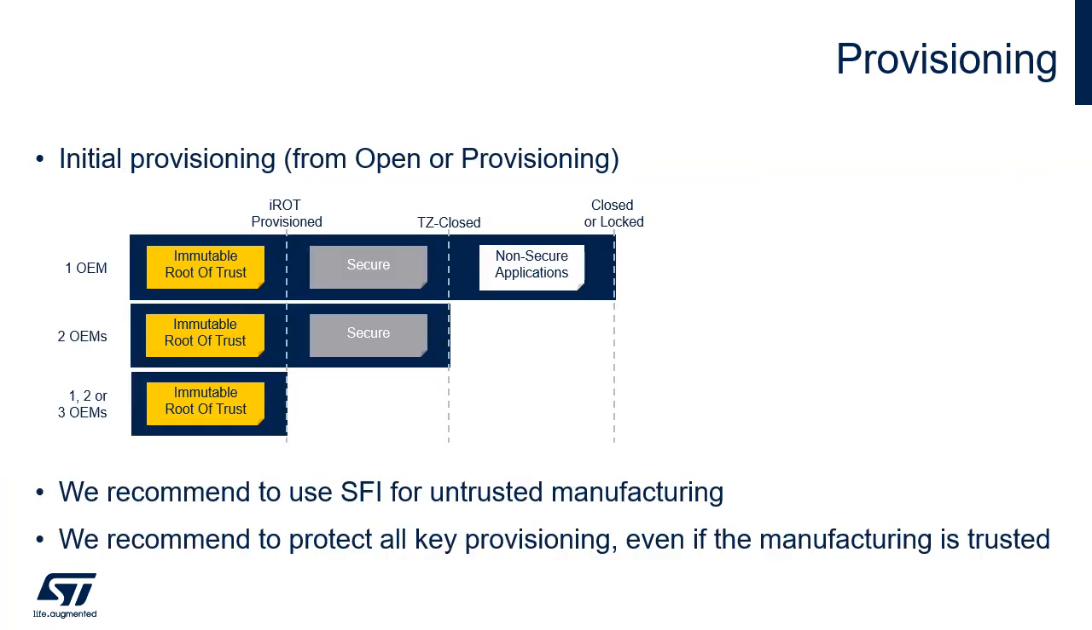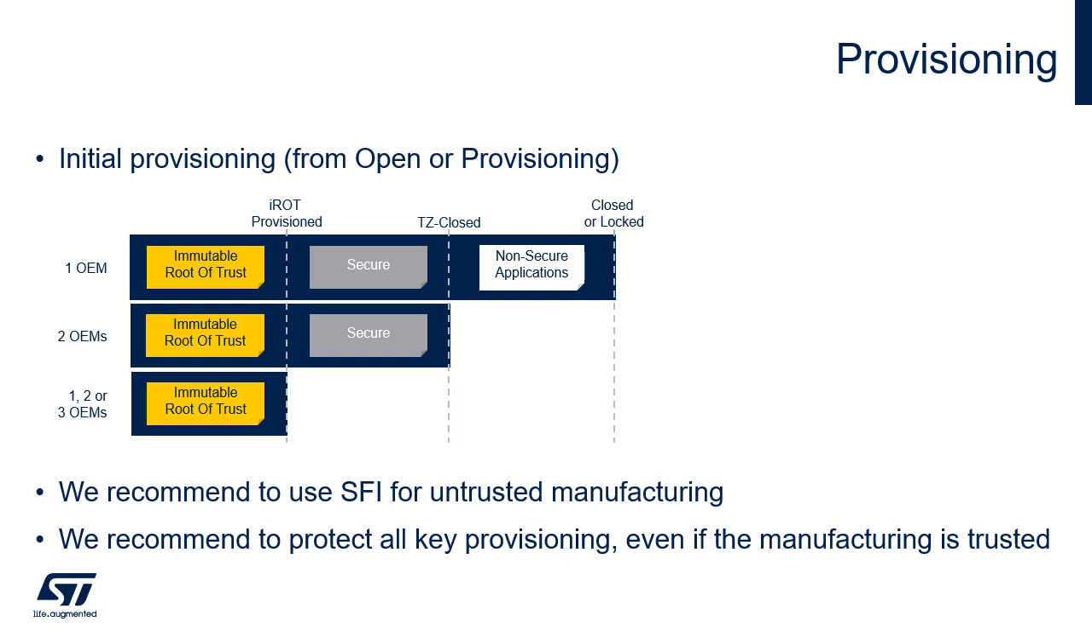Initial provisioning is done when the life cycle is either open or provisioning. STM32H5 products are delivered in open state. This state is useful for development but cannot be used for products. The provisioning state allows managing the provisioning of the product. It allows launching secure firmware install or bootloader to provision the product.